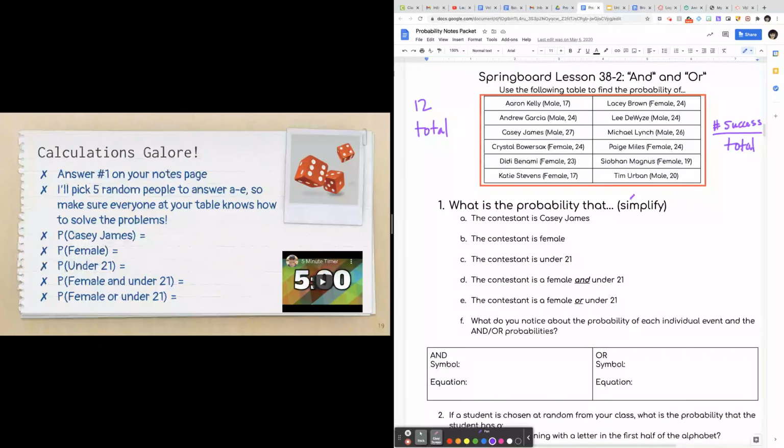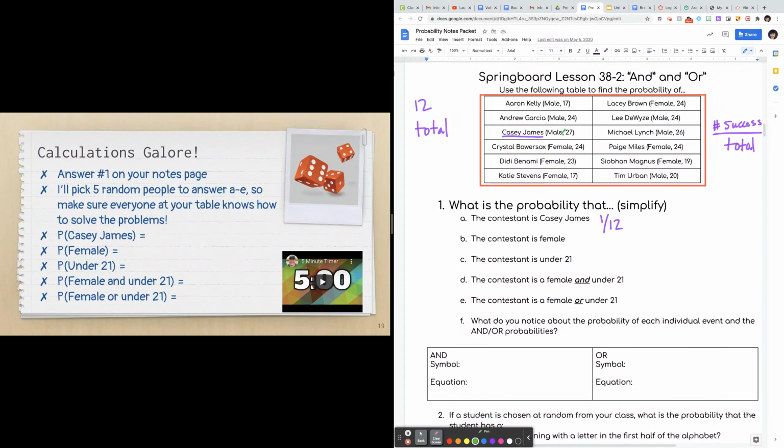Right? Okay, so here, the first probability is I want to know what's the probability that a contestant is named Casey James. Well, there's only one of those people, right? So that probability would be 1 out of 12.